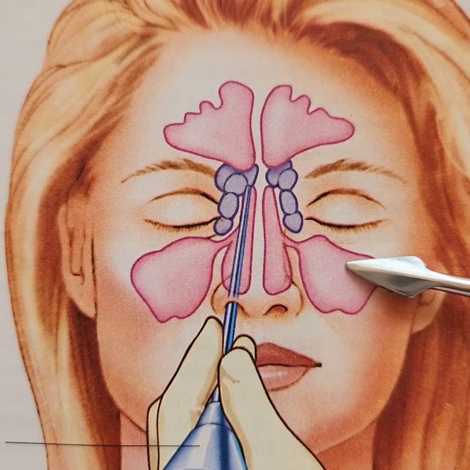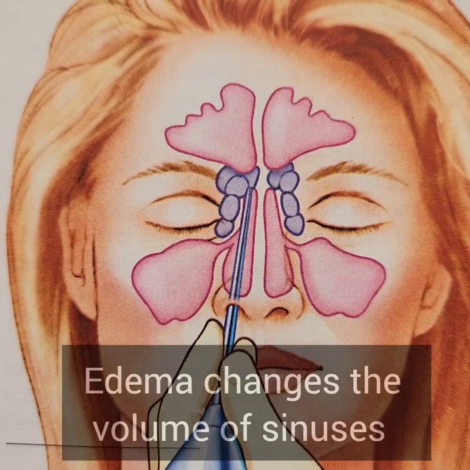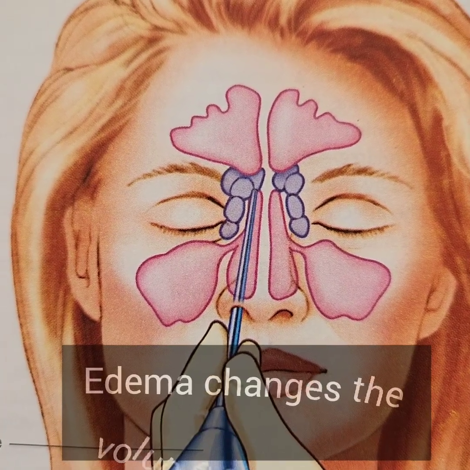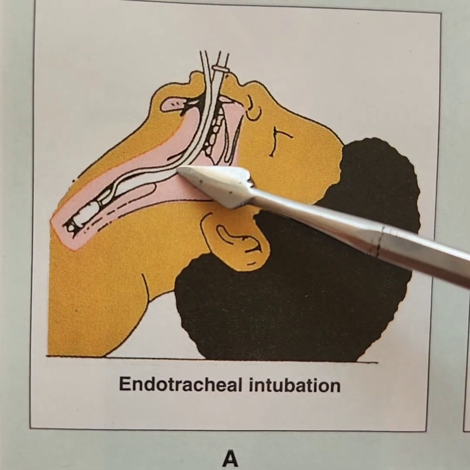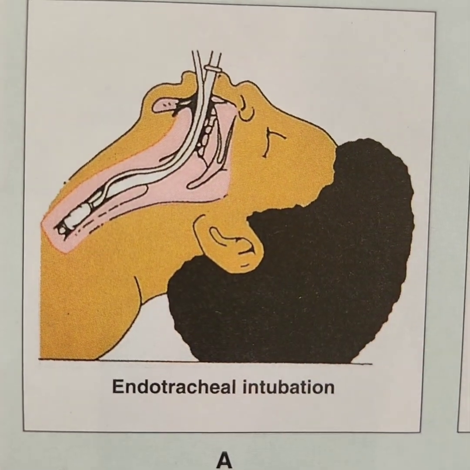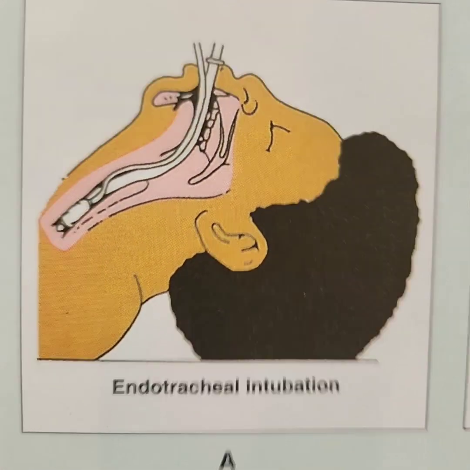Paranasal air sinuses add resonance to the voice. During sinusitis, the voice changes. Through the mouth, a tube can be inserted into the trachea, that is an endotracheal tube, to support respiration.